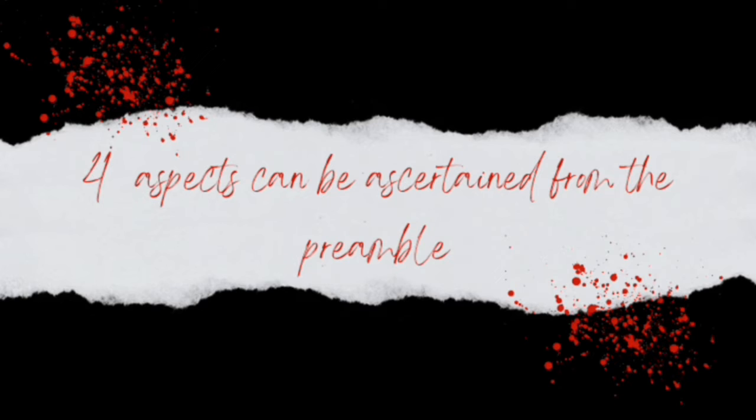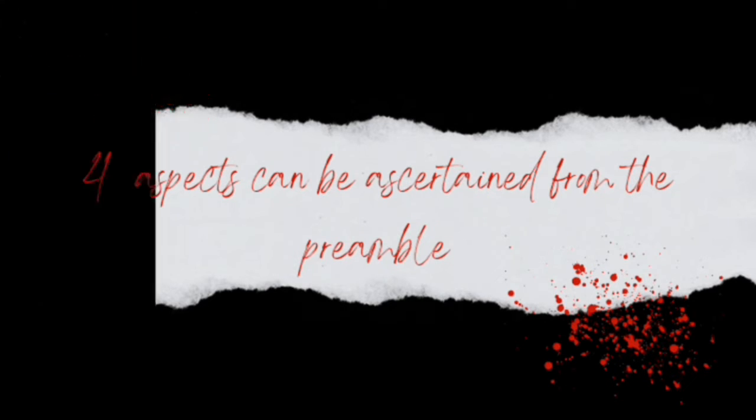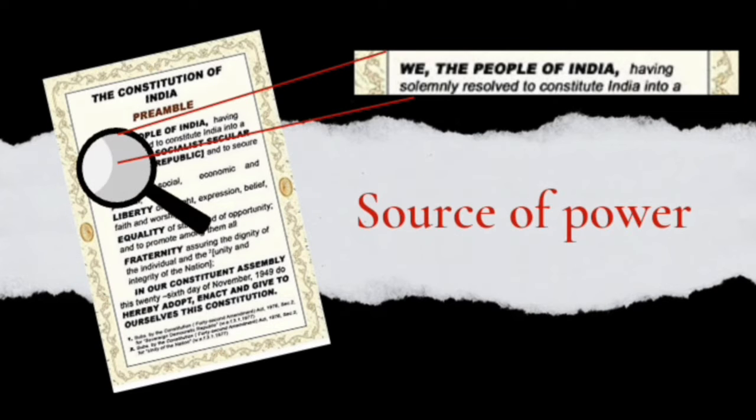Now, let's see the four aspects that can be ascertained from the preamble. Number one is the source of power. As you can see, the source of the Constitution's power is the people. We the people represents that the people of India themselves have adopted this constitution for themselves and the country they constitute.